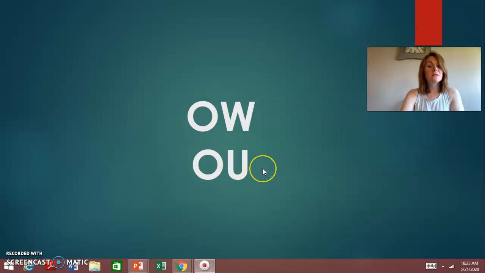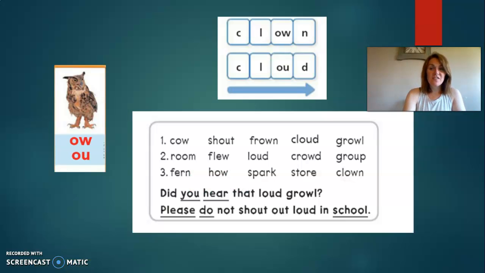O-U again says ow. Let's first do a little warm-up. I will say some sounds, and you tell me the word. Ready? House. Yes, house. Ow. Yes, now. Ow. Yes, cow.